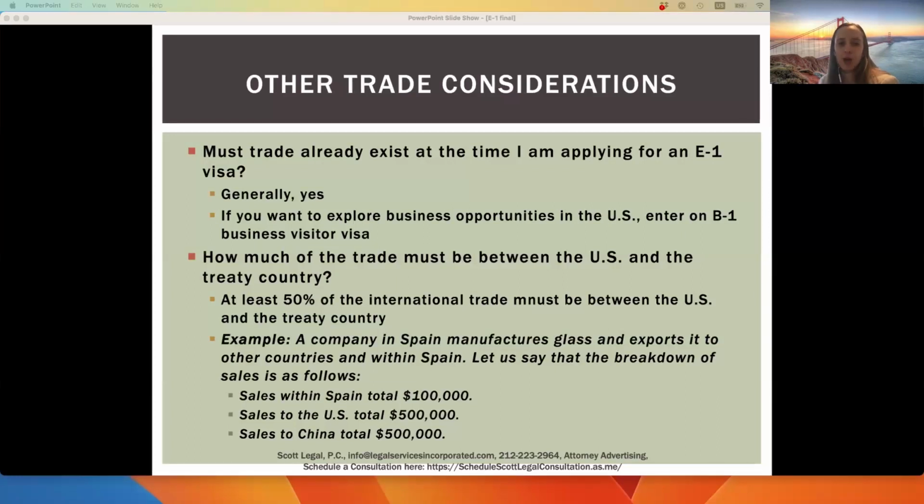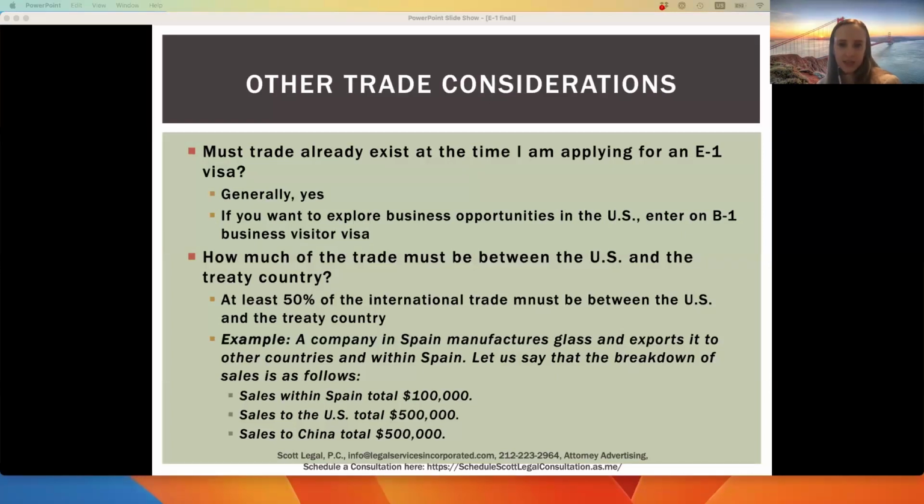So now, how much of the trade must be between the US and the treaty country? As I said, at least 50% of the international trade must be between the US and the treaty country. And one important thing here is that we only look at the international trade. So let's look at this example here.